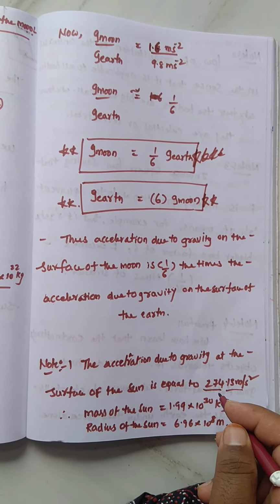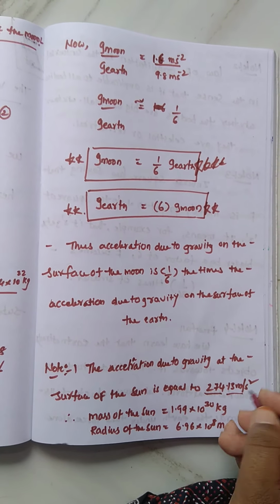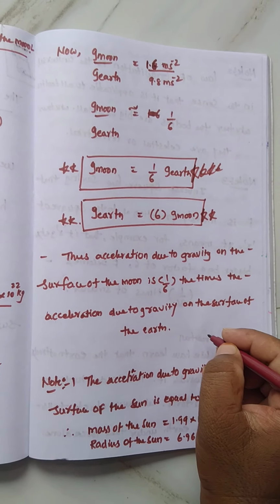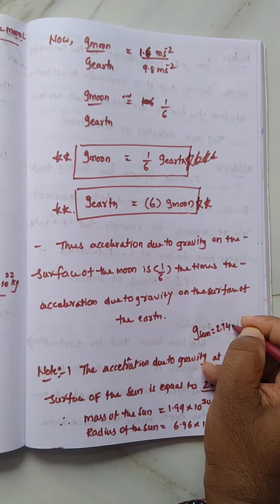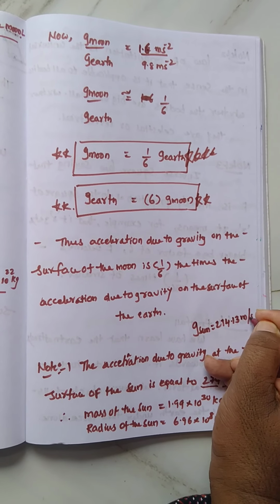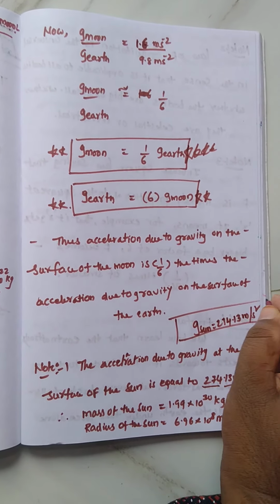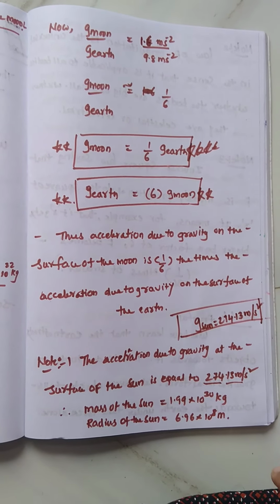g on the sun is 274. g on the sun is how much? g on the sun is 274.13 meter per second square. Just remember this value also, right?